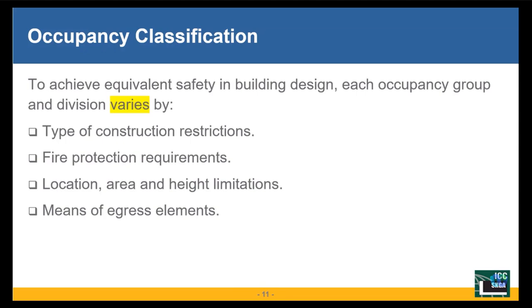So again, to achieve this equivalent safety in building design across the board, the occupancy groups vary by the type of construction restrictions on the building, whether it's required to have sprinkler systems or fire and smoke alarms, and so forth, fire protection requirements, the location of the building on the property, which is called the fire separation distance between an adjacent building or a property line, the area and height limitations, and exiting, which is what we call means of egress.